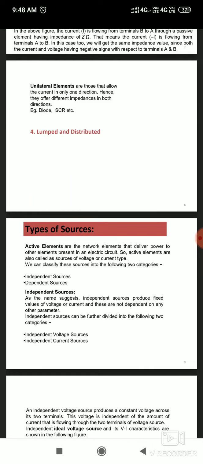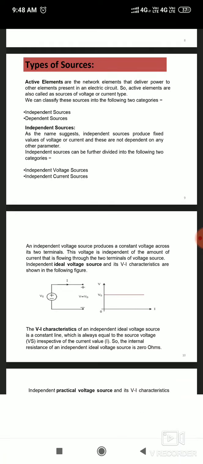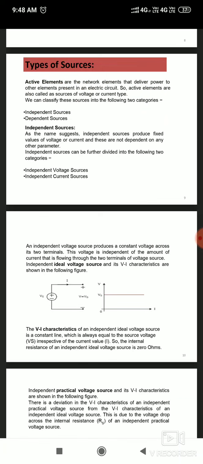Now we will move to the types of sources. Already this bit I have covered in the prerequisite, but still as it is included in unit number 1, once again I will repeat. Okay, so types of sources. So what are the types of sources? Here active elements, nothing but which will deliver the power, which will deliver the energy. So sources must be active elements. Okay, so it will deliver the power in the circuit, and due to which the current will flow in the circuit. Now next, if you are classifying the types of sources, there are two main categories.